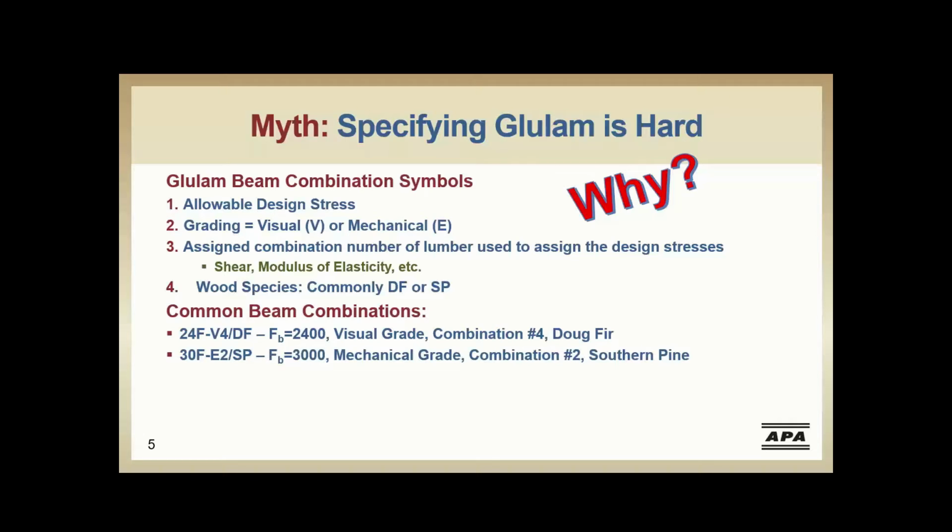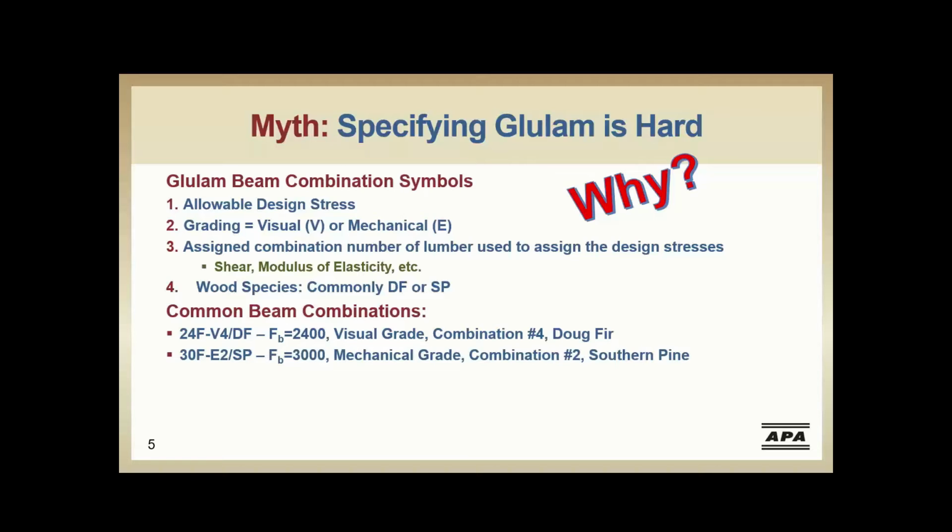So when we look at glulam combination symbols, the glulam combination symbol identifies the allowable stress of the material, how the plies are graded, if they're visually or mechanically graded, a stress combination number, and the wood species. I mean, that sounds like a lot. It seems kind of intimidating, but it leads to the question, what is really important if you're specifying glulam?